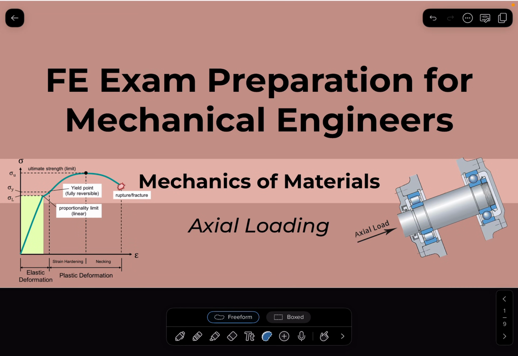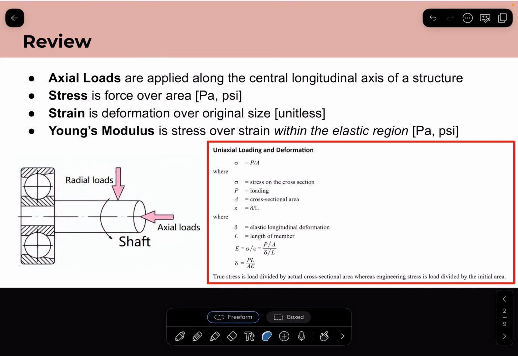Welcome back to FE exam preparation for mechanical engineers. Today we'll talk about axial loading as it pertains to the mechanics of materials section of the exam. Axial loads are applied along the central longitudinal axis of a structure. Shown here in the bottom left-hand image, the axial load is on the longer axis of the shaft.